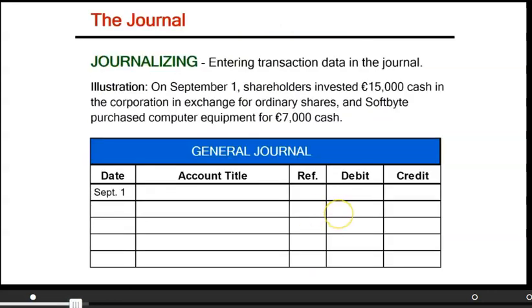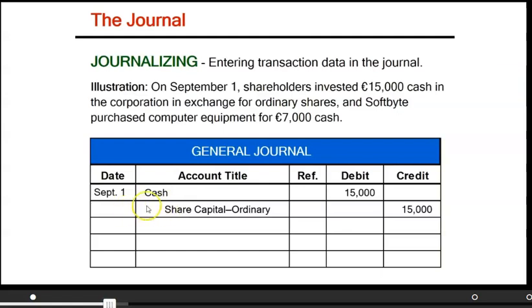This is what it looks like when I journalize. One column for the date, one column for the account title, reference I'll talk about later, debit and credit. So in this case, on September 1st, shareholders invested $15,000 cash in the corporation in exchange for ordinary shares. And SoftBite then purchased a computer equipment for $7,000. So the first transaction is debit to cash because we received cash. Now you always record the debit first. Then you record the credit. The credit is share capital.